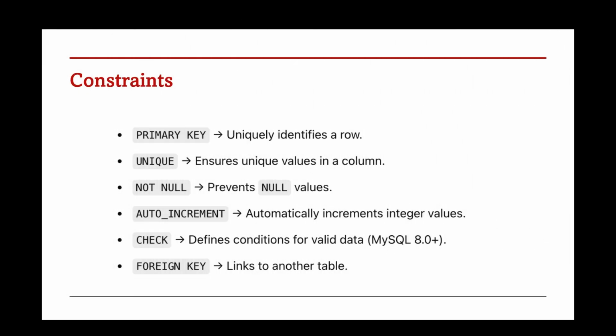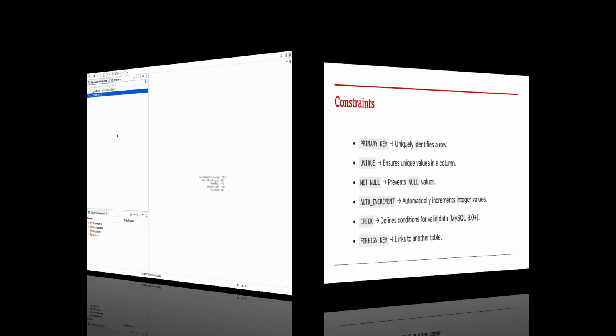So, when creating a table, you can also add constraints to each column. Now, this is optional, but it helps enforce certain rules on the data. For example, if you don't want a column to have empty values, you can use not null. If you need all values to be unique, like email IDs, you can use unique. To uniquely identify each record, you can define a primary key. And if you want to link this table with another table, you can use a foreign key.